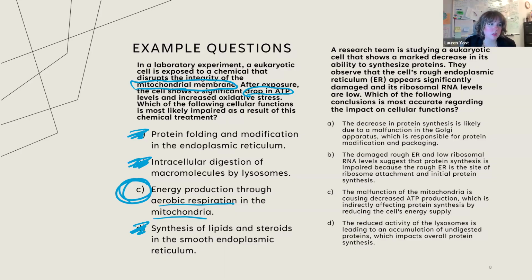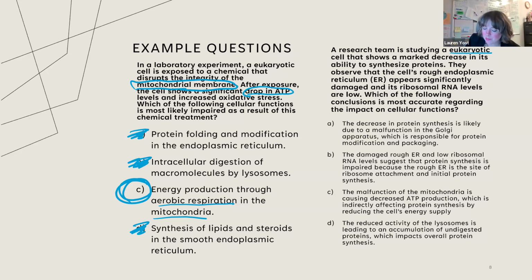Being able to read through that stuff and make sense of it is a tricky thing for a lot of people. So if you're having issues with that, you need to go through questions like this to see if you can pick out the relevant information. Our next question says a research team is studying a eukaryotic cell. Remember already, we're thinking if it's eukaryotic, it's got a nucleus and organelles.